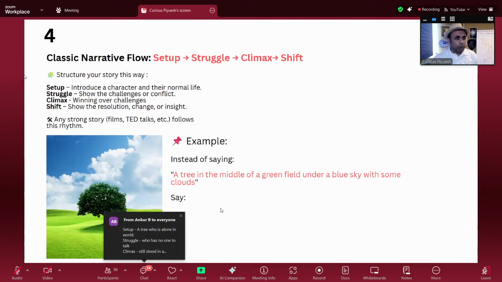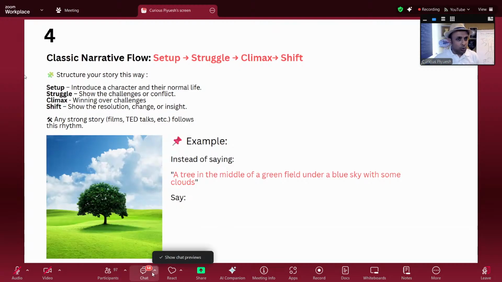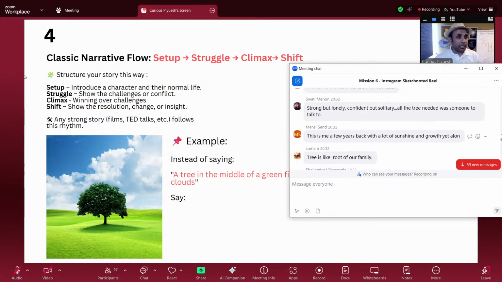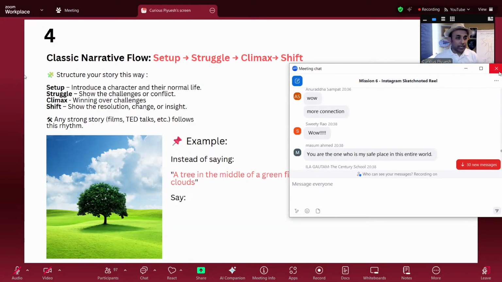Shailendra is writing, "It was barren land, no one was there, but then there was a flood and some life started to grow. One more drought and then finally the tree." Bang on. You are also doing the right thing, Shailendra.